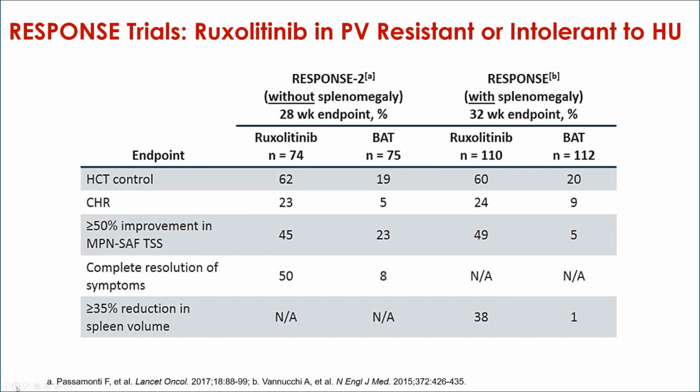This is, again, in patients who were previously treated with hydroxyurea, resistant, refractory, intolerant. In that setting, second line, in people without a big spleen, the study results are in the middle of the table. And in patients with splenomegaly, this is a response study to the right in this table, you can see a very good hematocrit control, and then complete hematological response and improvement in the symptoms.